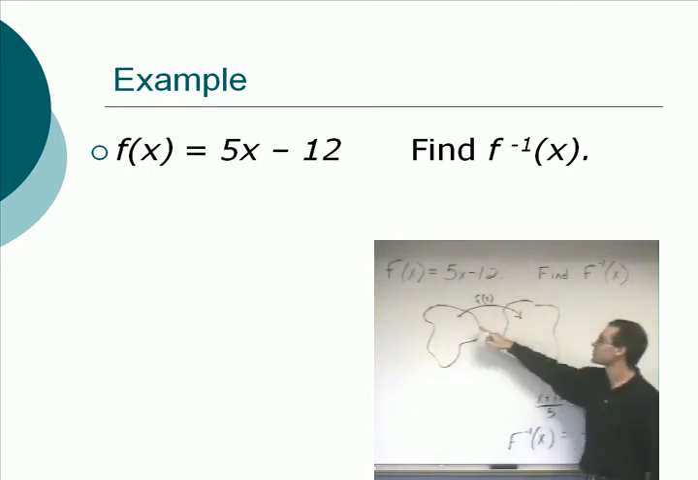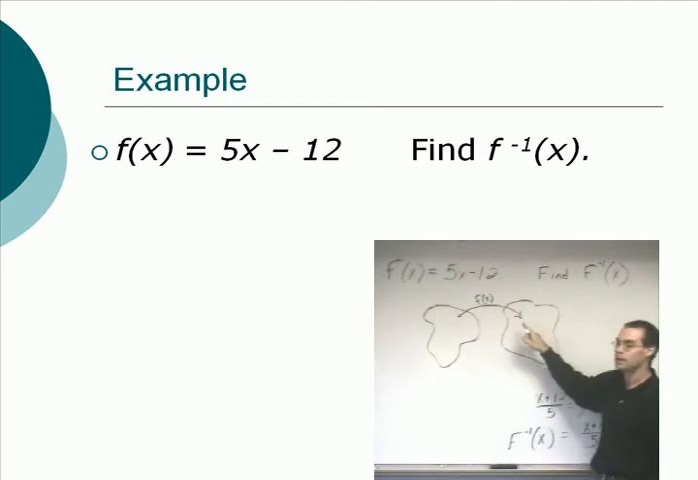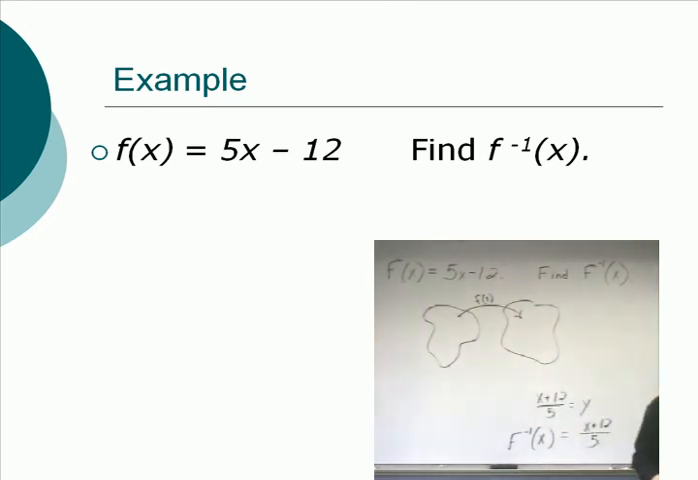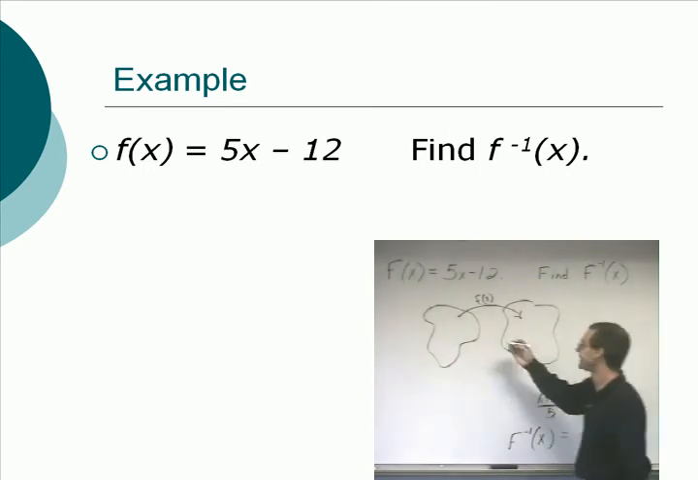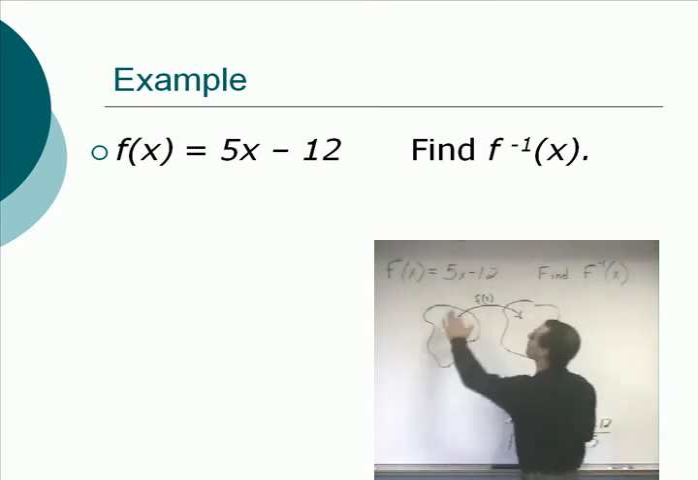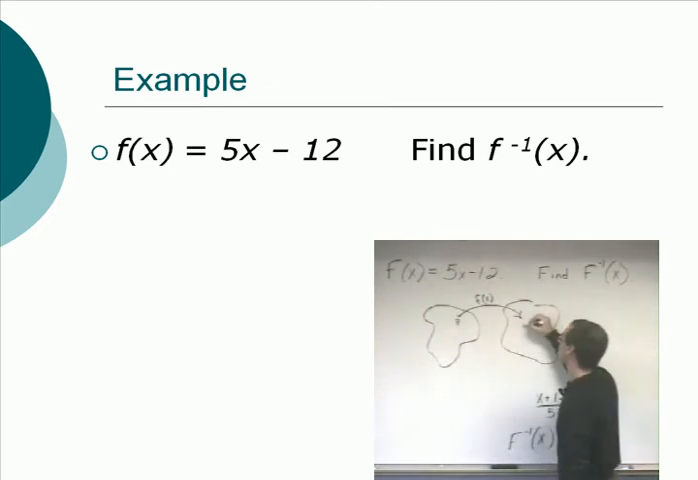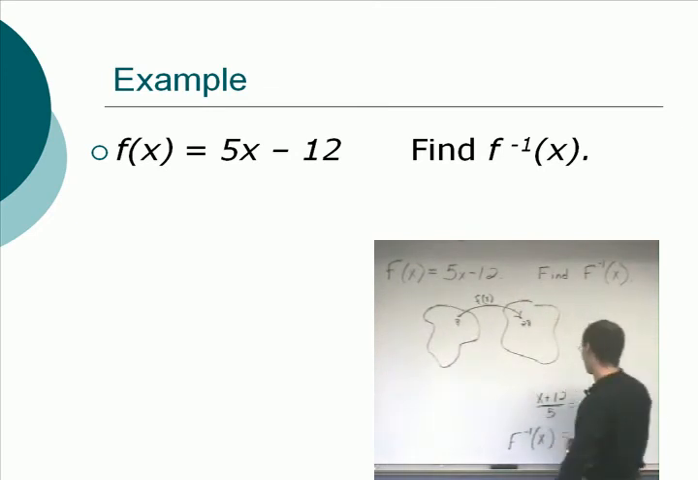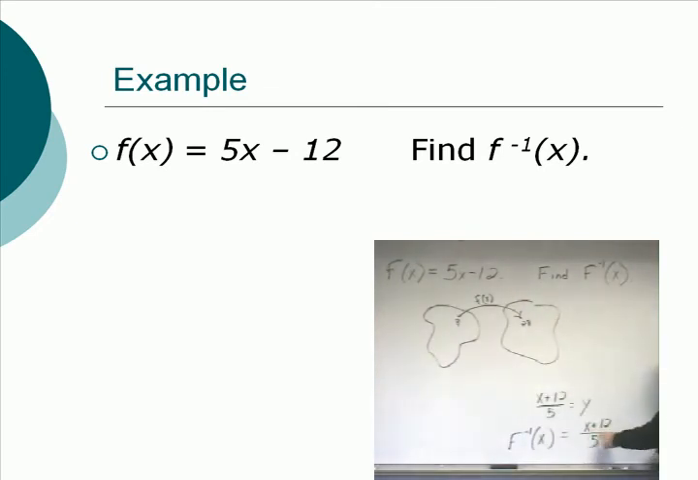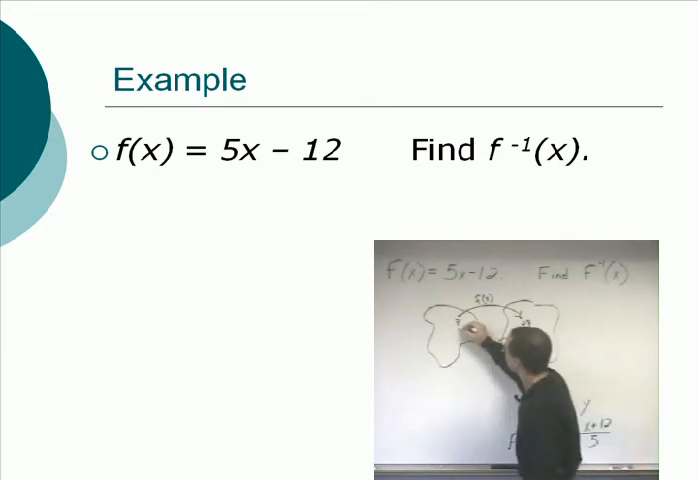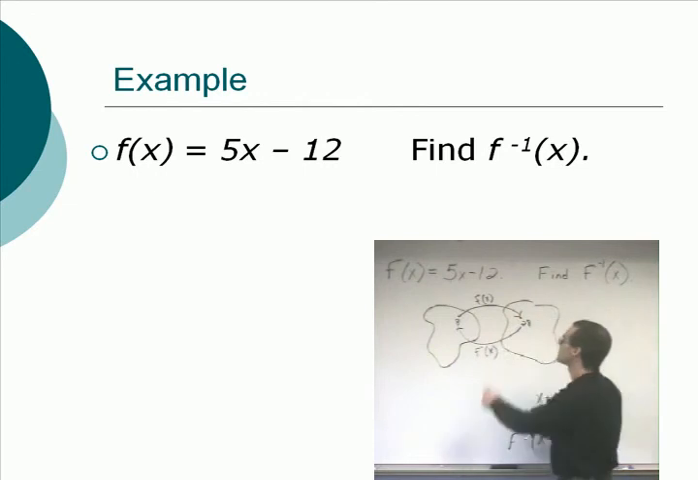That function is a switching from this group to this group. I'm just going to pick on one person. Kyle, what was your number that you picked to start with? 8. Good. You plug in 8, you get 40 minus 12, 28, right? Then when you plug 28 back into here, you get 40 over 5. It puts you right back there. That's what the inverse function does. It sends you back home.